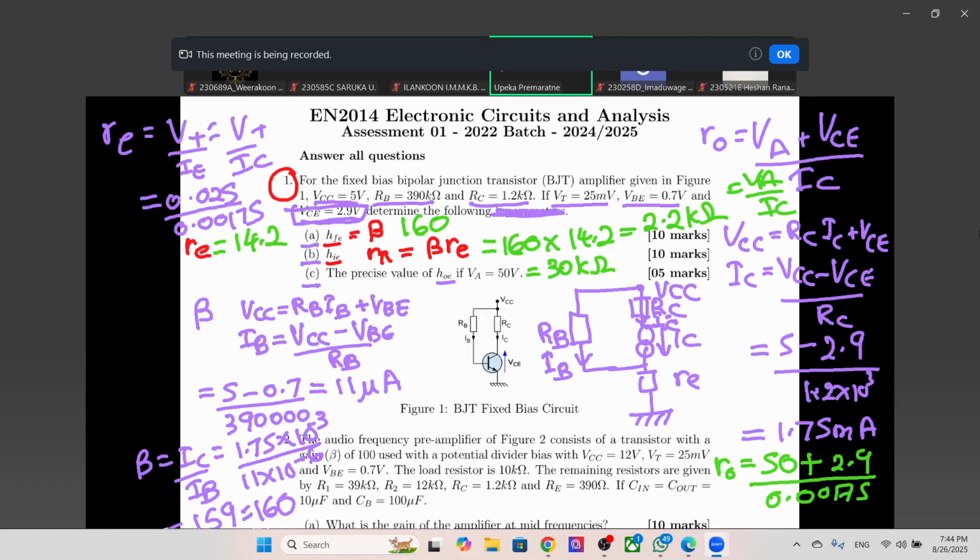So remember, this is the assessment, and last year also it was open book, right? This was open book. Okay, so do you have any questions or clarifications?